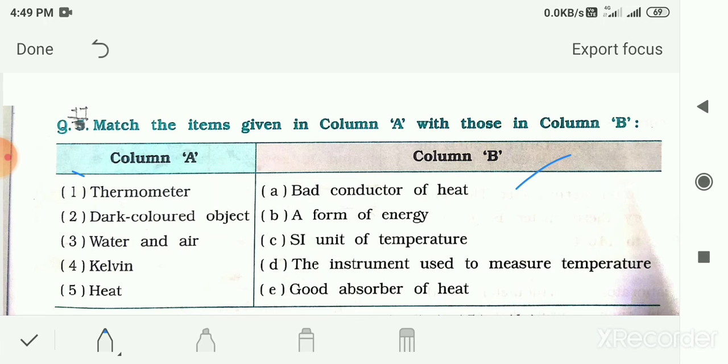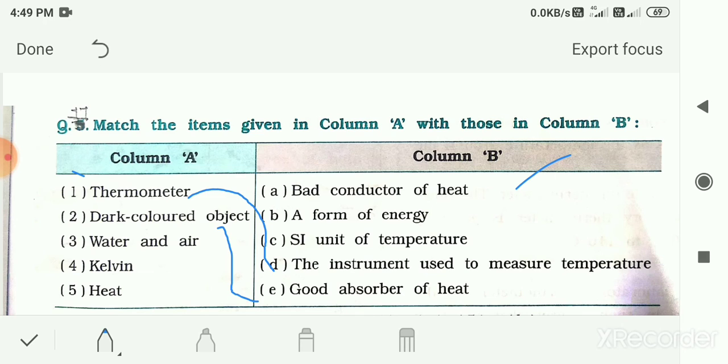So now let's start this matching. First is thermometer. As we had seen, it is the instrument used to measure temperature. So your answer will be option D, that thermometer is the instrument which is used to measure temperature. Next, second is dark color object. Dark color objects are good absorbers of heat. They can easily absorb most of the amount of the heat. So for the second, option E will come. So dark color objects are good absorbers of heat.